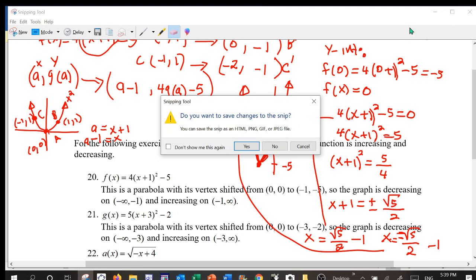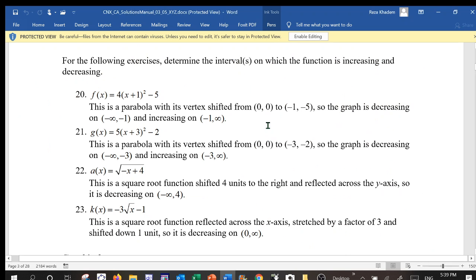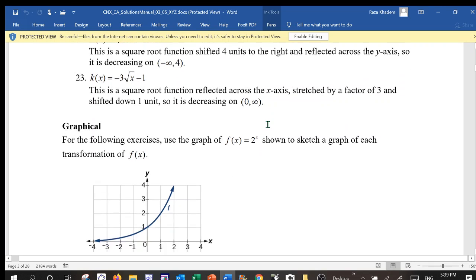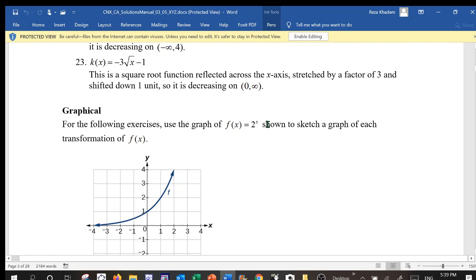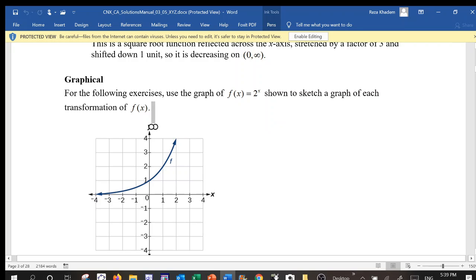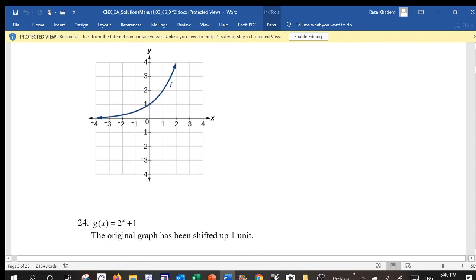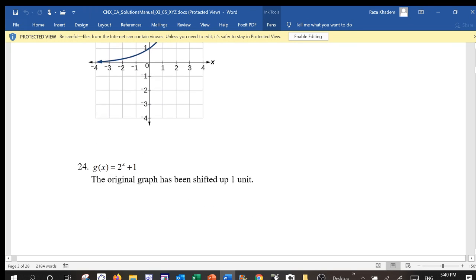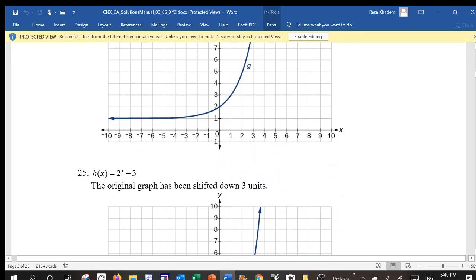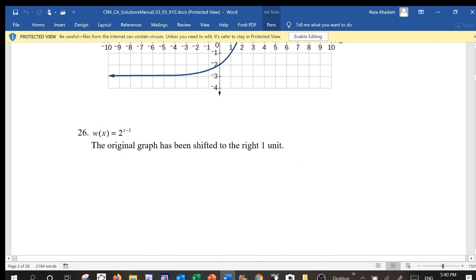All right, so that was number 20. And let's do another one. So in this set of problems, it says, for the following exercise, use the graph to sketch a graph of each transformation of f of x. Now, we don't have to know how to graph 2 to the x. You're just given the graph. You just have to use the transformation to graph them. So let's do number 26.